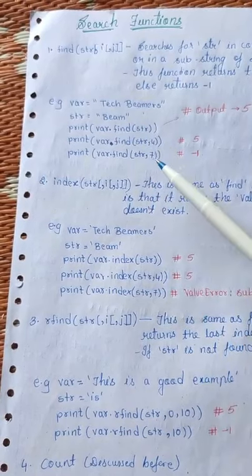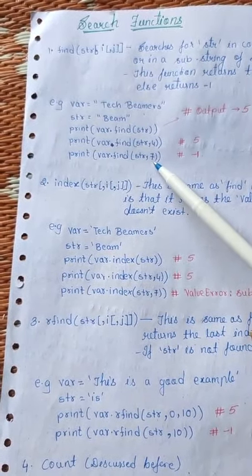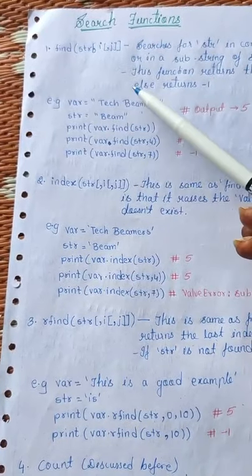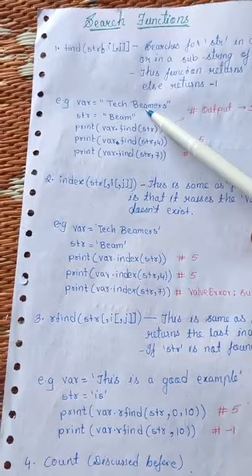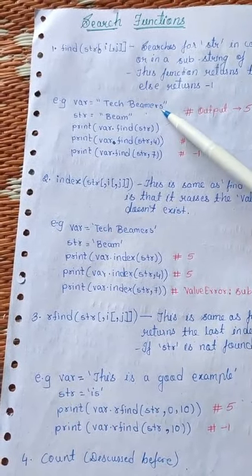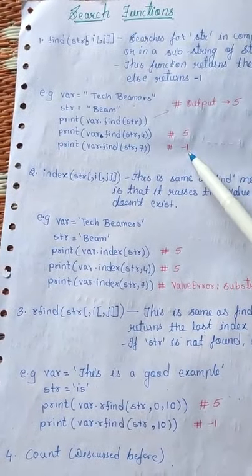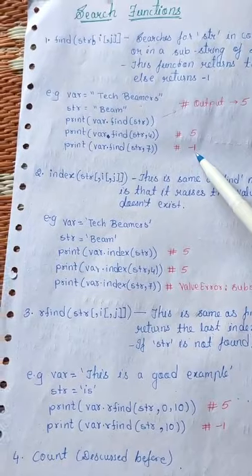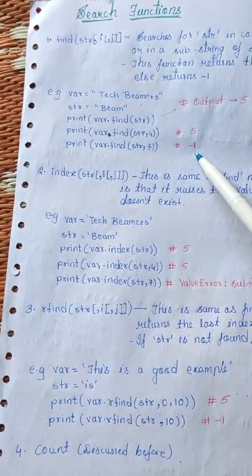Then again, see here, I have just made a change to 7. So the starting index will be 7, and it is going to search from the position of A. As you can see, after A, I am not going to get the substring beam, so it will reply with -1. So this is how the find function is used over strings.